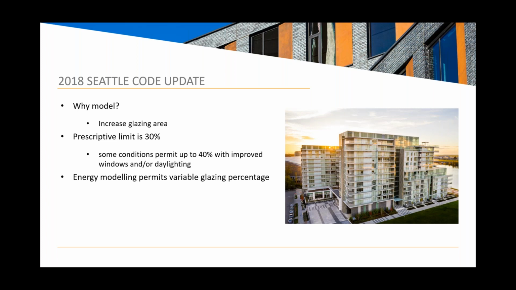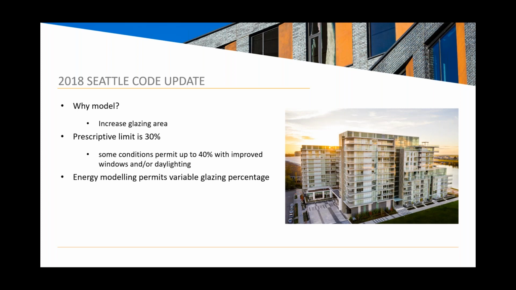So that's fine for libraries or grocery stores or buildings of those types, but not so much for selling desirable homes, residential condominiums, for example, or office spaces that are potentially targeting more than 30 or 40% glass. So energy modeling permits a variable glazing percentage.